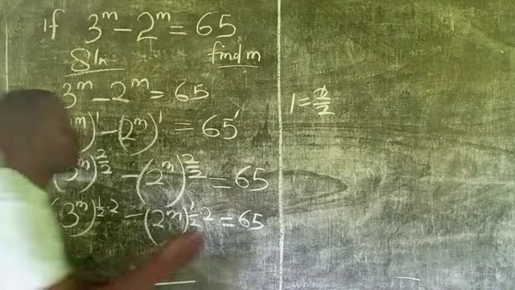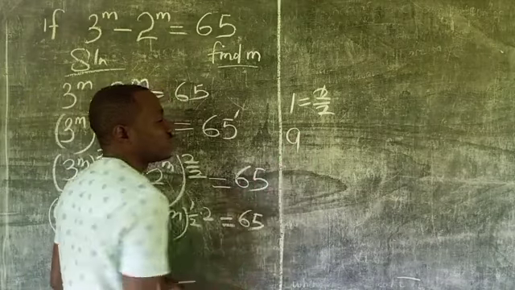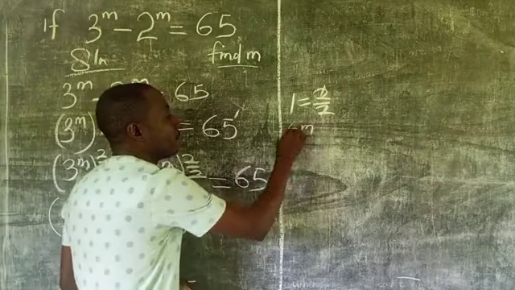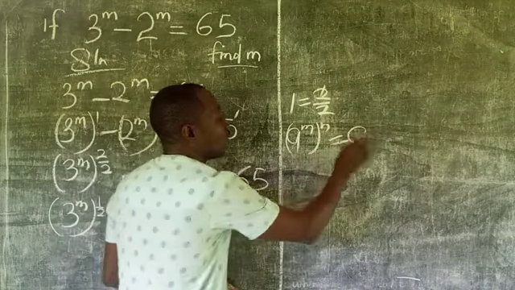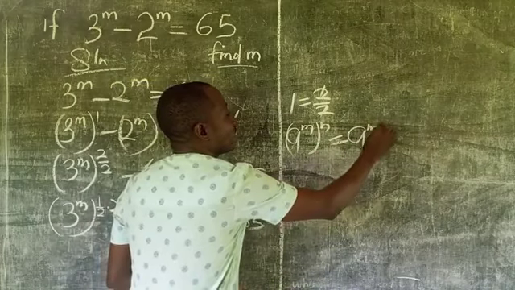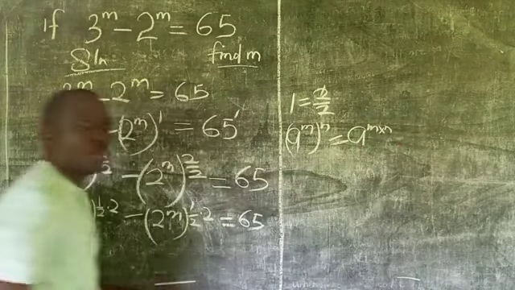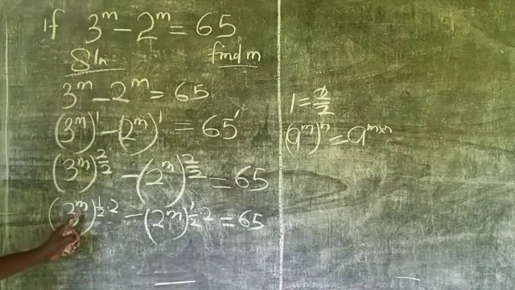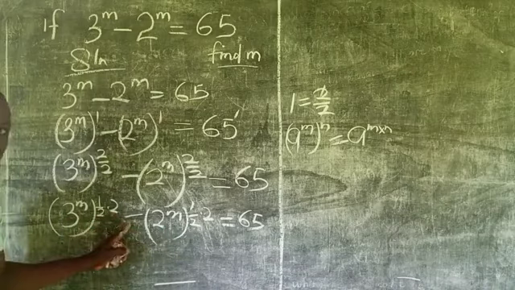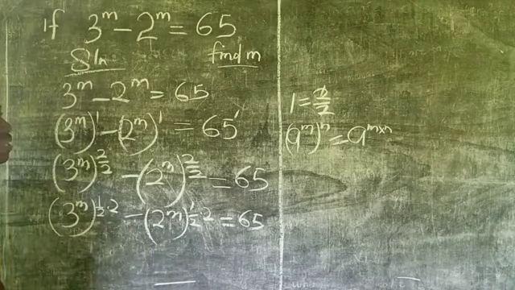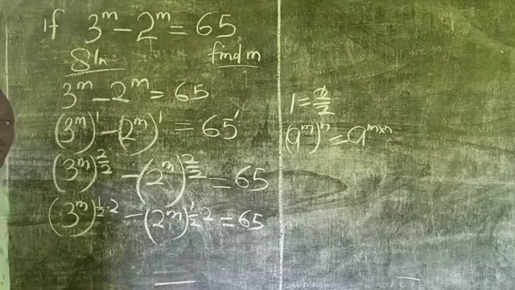But remember, from the laws of indices, a raised to power m raised to power n can be equal to a raised to power m times n. So you multiply the powers. So I'm going to multiply the n and the half, leaving the square, so that we can have the difference of two squares that we eventually want to turn our equation to.